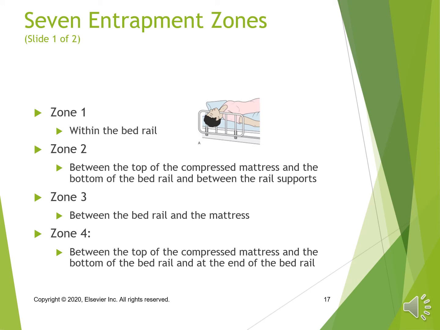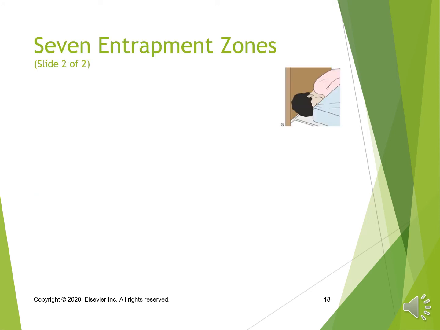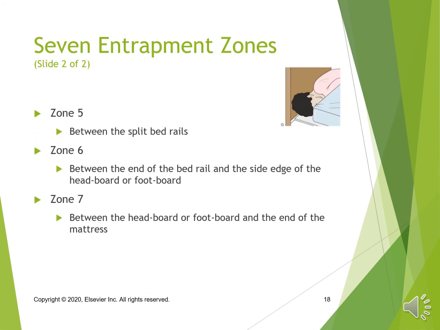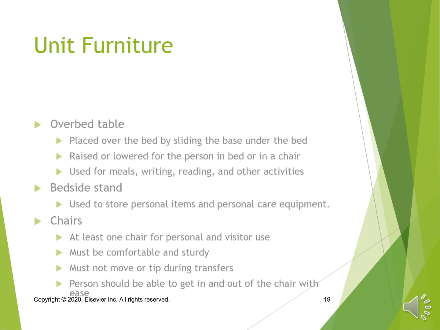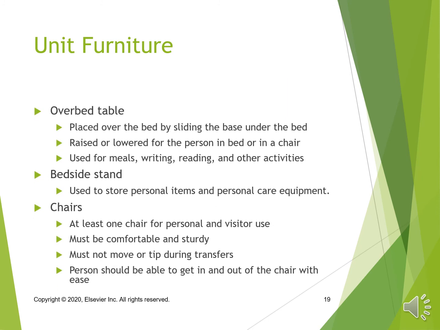Zone 4 is between the top of the compressed mattress and the bottom of the bed rail and at the end of the bed rail. The other 3 zones are 5, 6, and 7. Zone 5 is between the split bed rails. Zone 6 is between the end of the bed rail and the side edge of the headboard or the footboard. Whereas Zone 7 is between the headboard or footboard and the end of the mattress. So review figures 16-10 and 16-11. And remember to call that nurse if they are entrapped. Call for help.